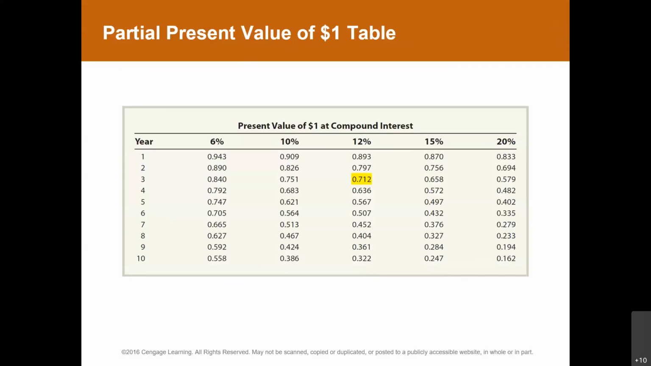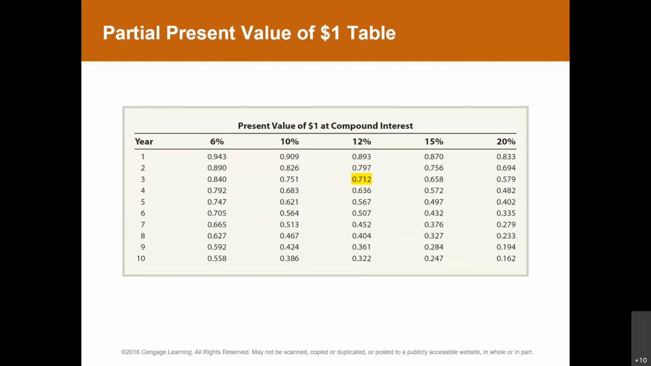And so if I said, listen, I got $1, I'm going to leave it in for 3 years, how much interest am I going to earn on that dollar? Well, it depends what the interest rate is. So if the interest rate is 6%, it would be 0.84. If the interest rate is 10%, it's 0.75. If it's 12%, it's 0.71. If it's 15%, it's 0.65. If it's 20%, it's 0.57.